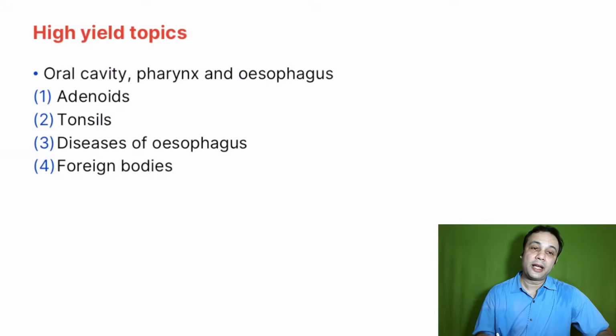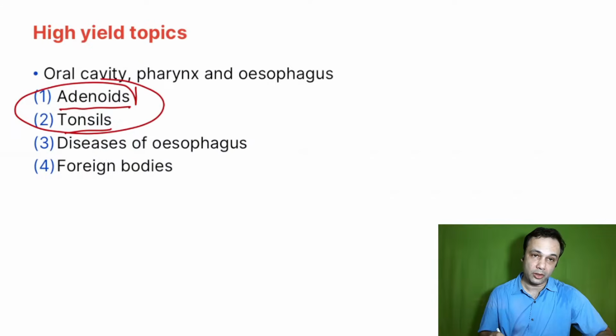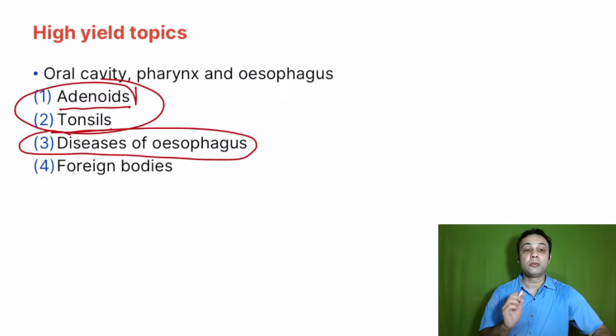Oral cavity, pharynx and esophagus. When you look at oral cavity, pharynx and esophagus, adenoids and tonsils form two of the most important topics. Apart from that, you have disorders of the esophagus. When you talk about diseases of the esophagus, you have achalasia cardia and Plummer-Vinson syndrome. These are the two important topics that you'll come across in most of the questions of yesteryears.